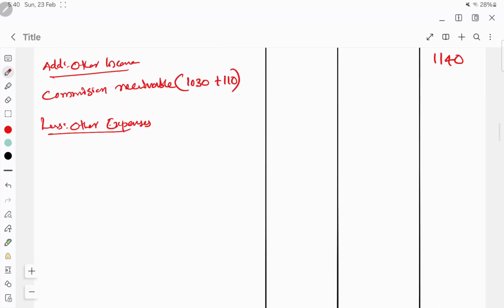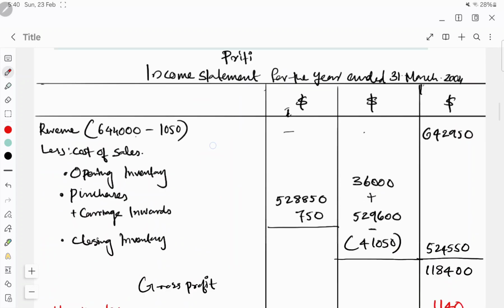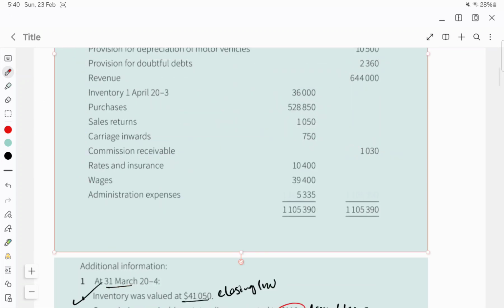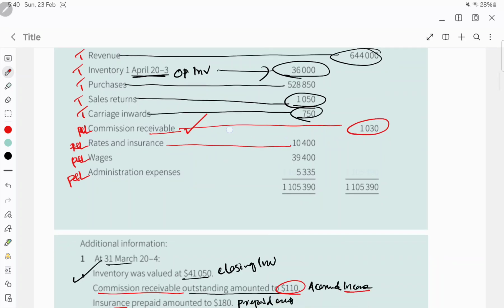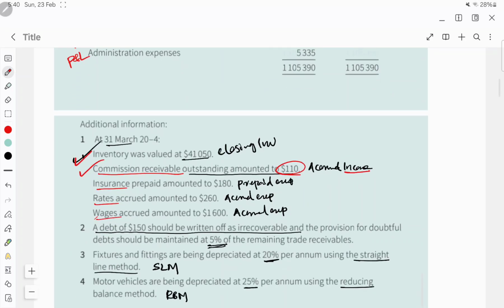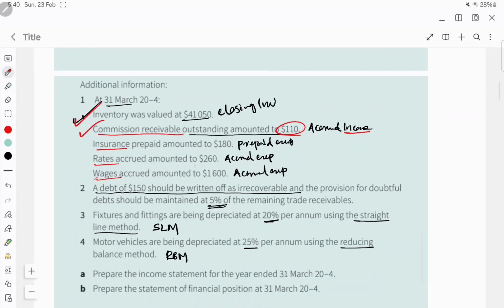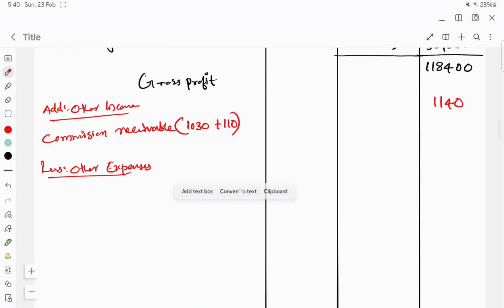So other expenses, we have rates, right? Here you can see what are the items we have. Rates. So commission receivable we took it. Now, rates and insurance is 10,400. Rates accrued, so it's accrued expenses. Again, accrued will be added. Accrued expenses are added. Prepaid is deducted. So rates accrued 260, so we will add the rates 260 with the expenses.